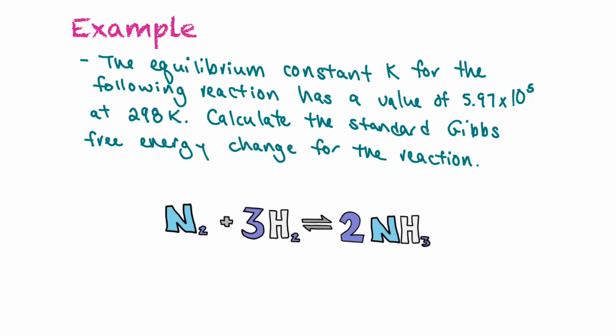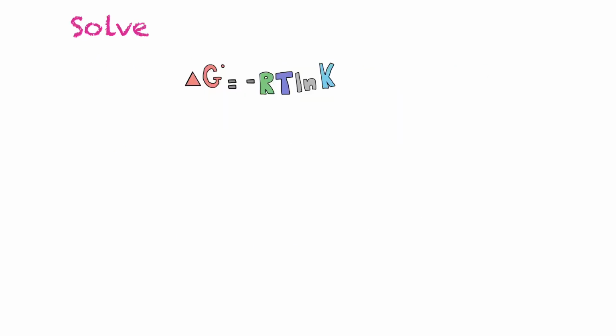So now let's work through an example. The equilibrium constant K for the following reaction has a value of 5.97 times 10 to the power of 5 at 298 Kelvin. We're being asked to calculate the standard Gibbs free energy change for the reaction. This reaction is the formation of ammonia from nitrogen and hydrogen. So let's solve. ΔG equals negative RT ln K.